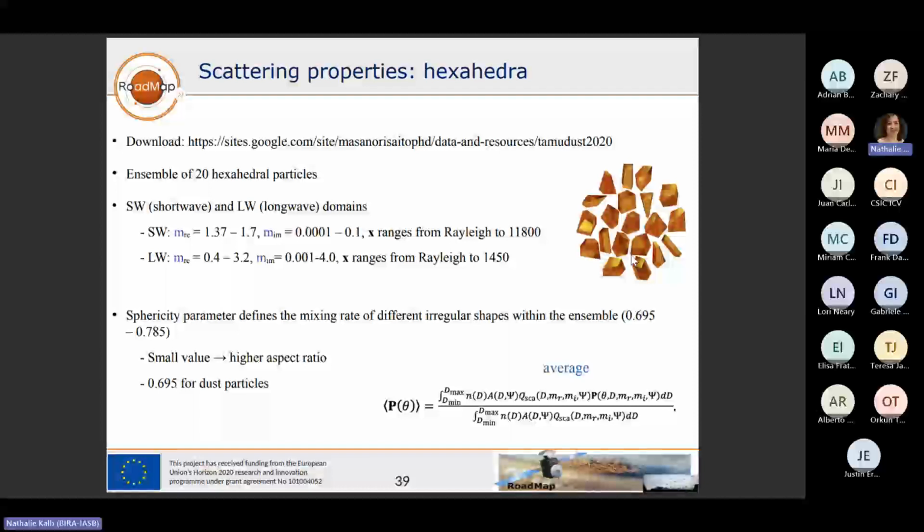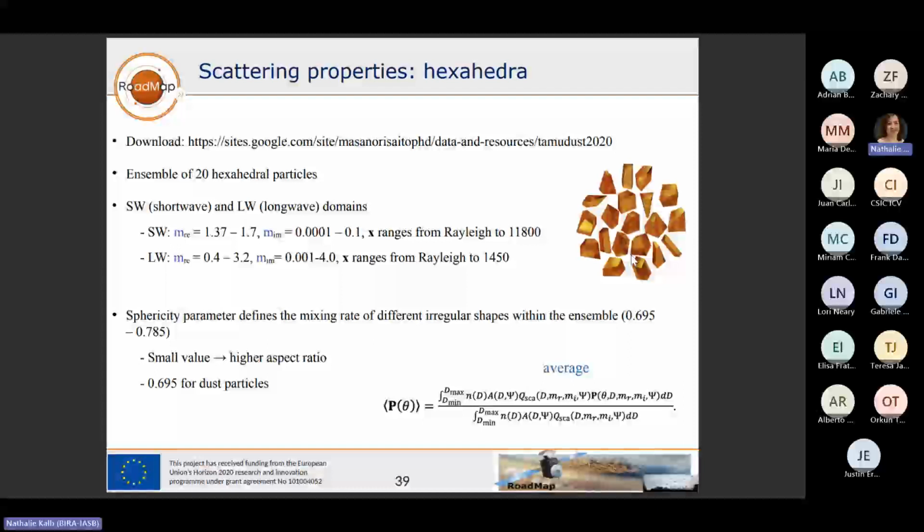Now the other database. Here's also a download link to the database itself. Each data point in the database is an example of 20 hexahedral particles, so scattering by this ensemble of particles. There are two kernels: a shortwave kernel and a long-wave domain. They have different ranges of refractive indices and size parameters. And then there is the sphericity parameter. With this sphericity parameter, you can change the irregularity of the particles in the ensemble.